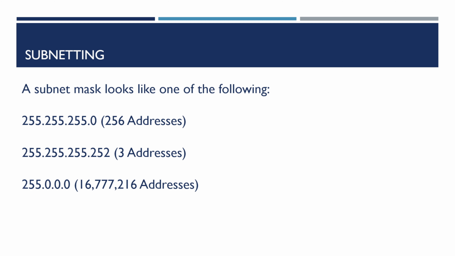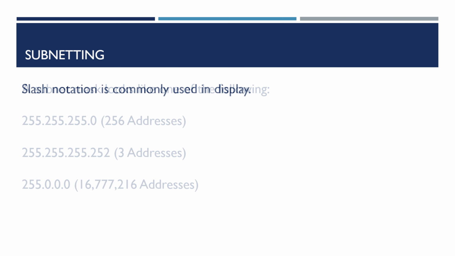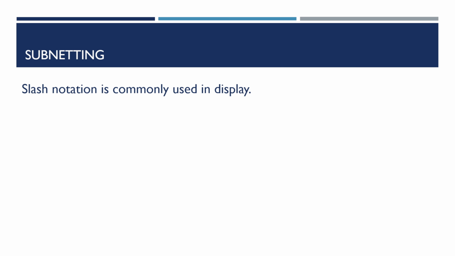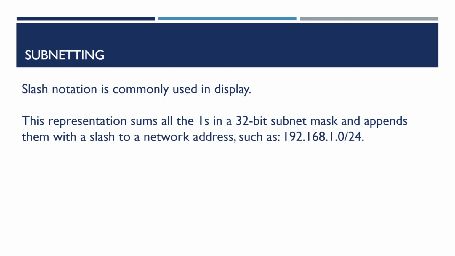255.0.0.0 has 16.7 million addresses in that subnet size. Slash notation is commonly used in the display for a subnet on a network size. This representation sums up all the 1s in a 32-bit subnet mask and appends them with a slash to a network address, such as 192.168.1.0/24.